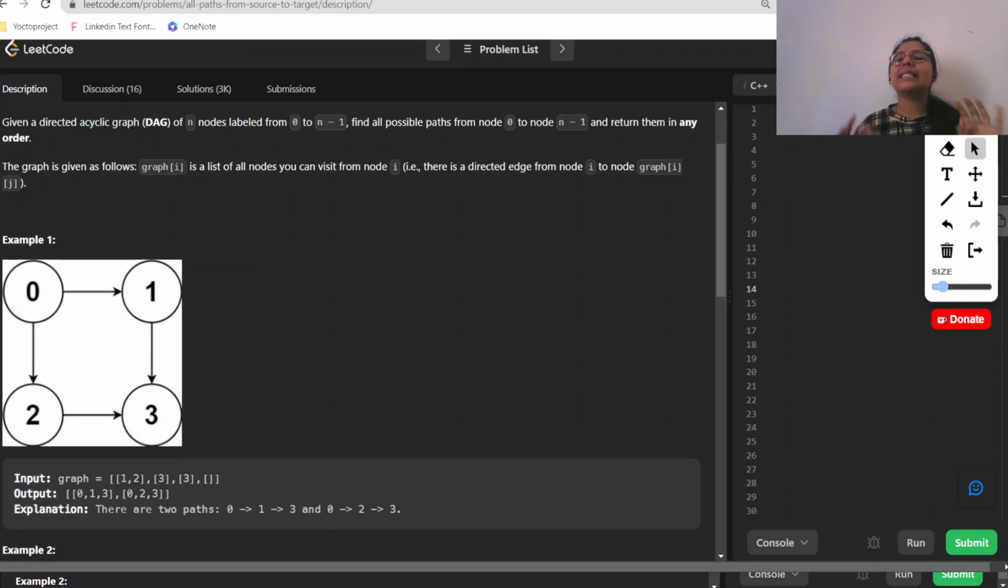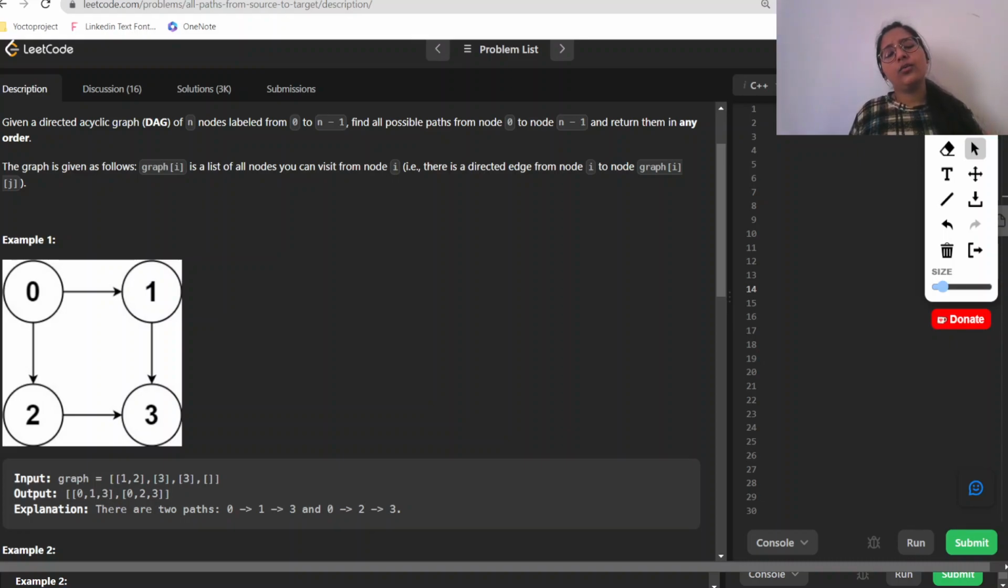But here only simple traversal is required because we are required to check how many paths there are from 0 to n minus 1 node. There could be multiple paths and at max there could be 2 raised to power n minus 2 paths. But presently, we don't require that upper limit for solving the question. We just require to do the question by directly doing either BFS or DFS. So for this question, I will be doing DFS for the traversal part.